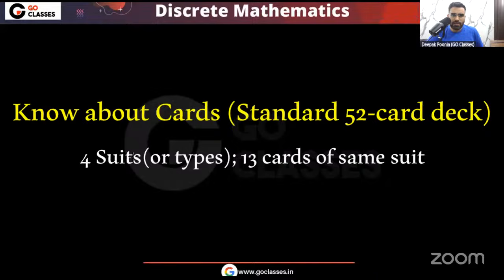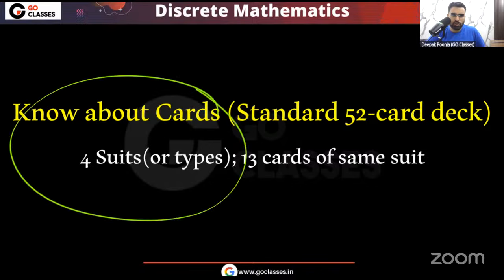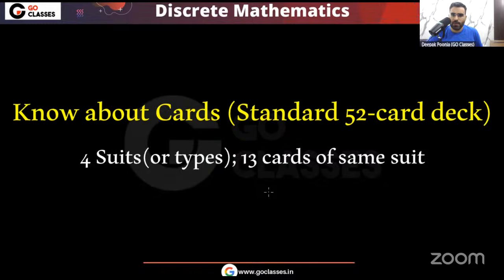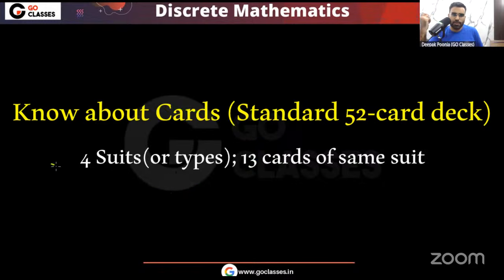I told you that there are 4 suits or 4 types. The 52 cards are divided into 4 types or 4 suits, and for every suit there are 13 cards or 13 values. For every suit there are 13 values, and for every value there are 4 suits. You can understand it like this. And in total how many cards do we have? 13 into 4, that is 52.